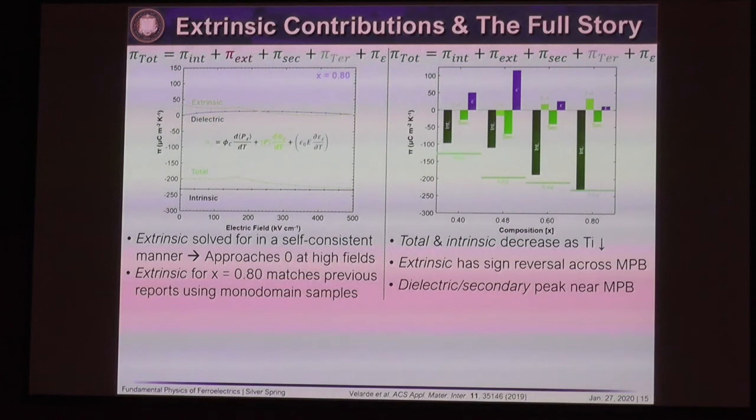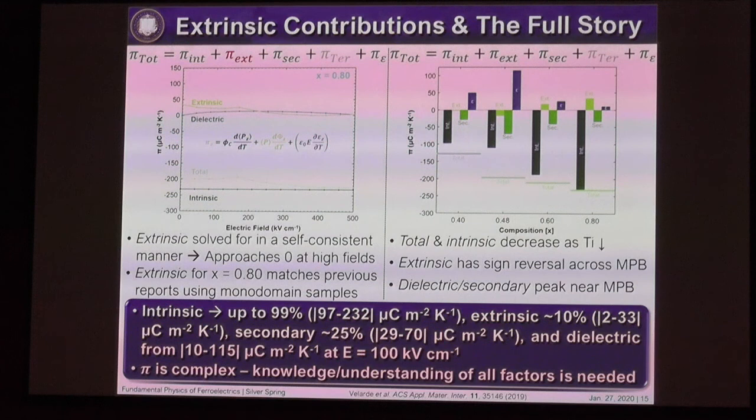So, all told, we can now separate out all these sorts of things. We can figure out what fractions are coming from intrinsic and extrinsic and secondary and dielectric and all these sorts of things in the system. If you're doing applications where you're applying a bias to the sample, one better pay attention to how large those dielectric responses can be. They can be some large fraction of the overall behavior that you have, and they're often opposite to what you want them to be. So the pyroelectric coefficient is a rather complex property, and one needs a pretty fundamental understanding of the materials and their structure to understand how this is evolving.